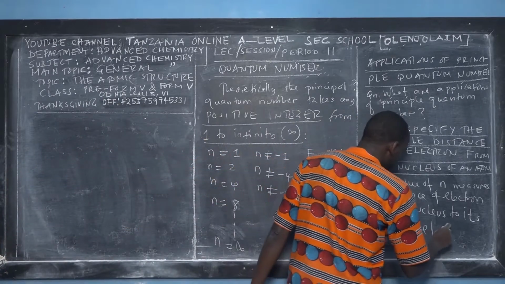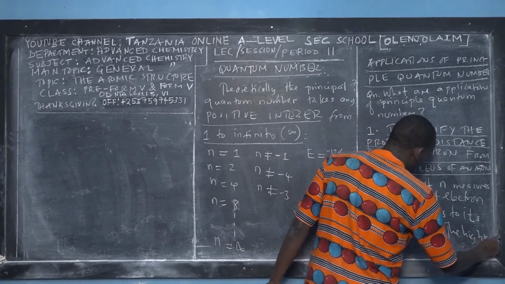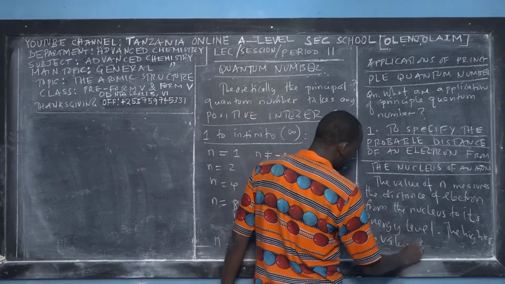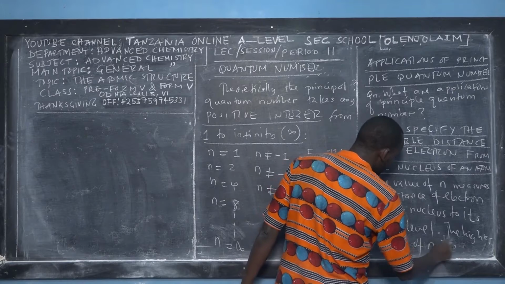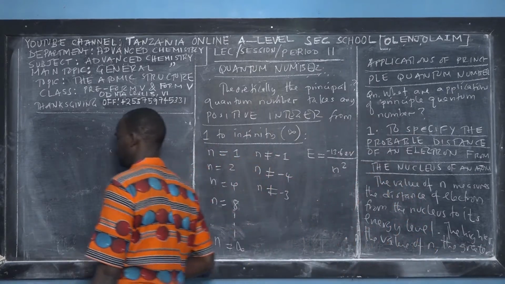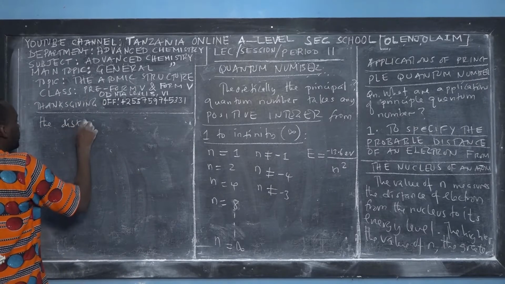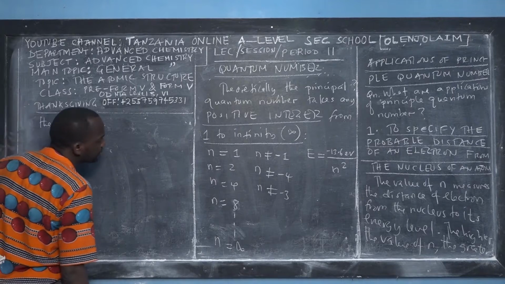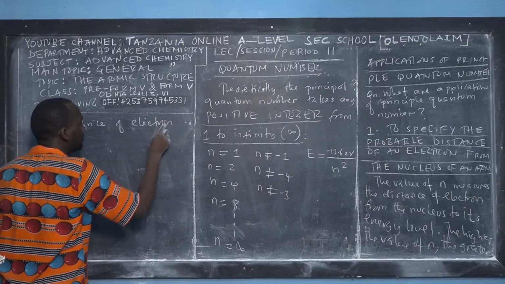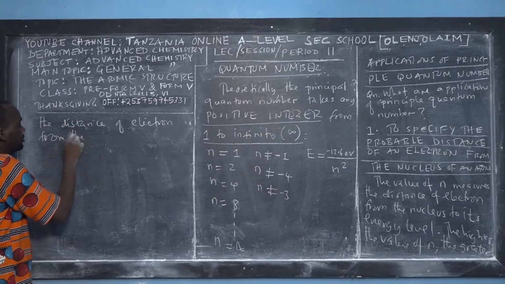So we say that the higher the value of n, the greater the distance. Greater the distance of what? The distance of the electron from the nucleus.